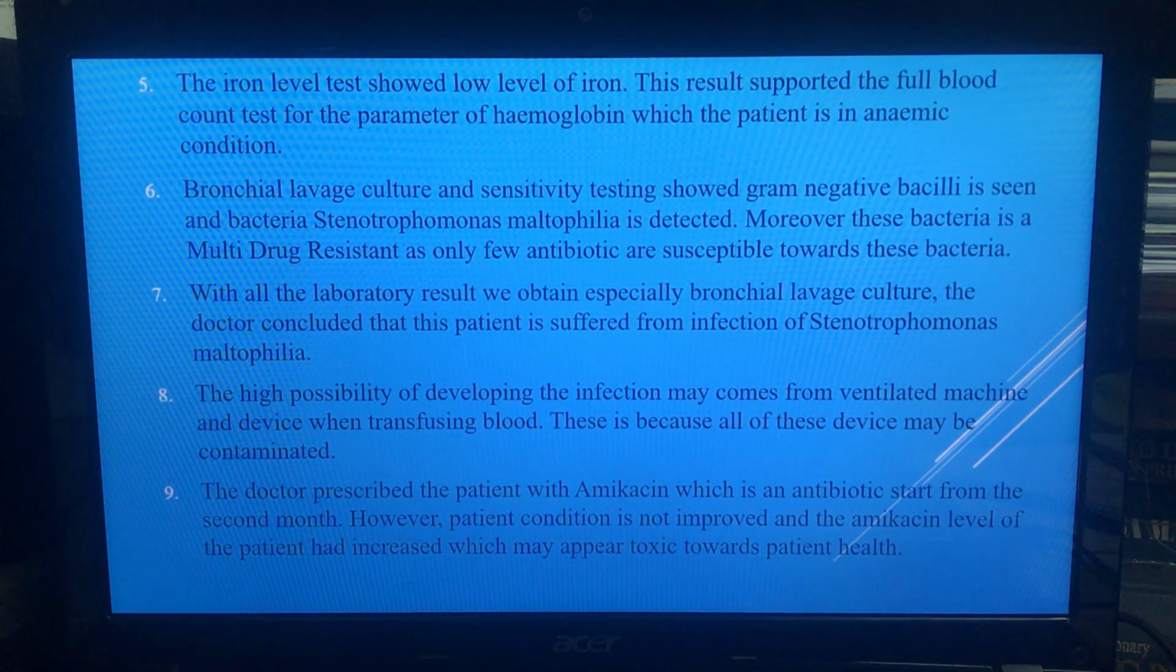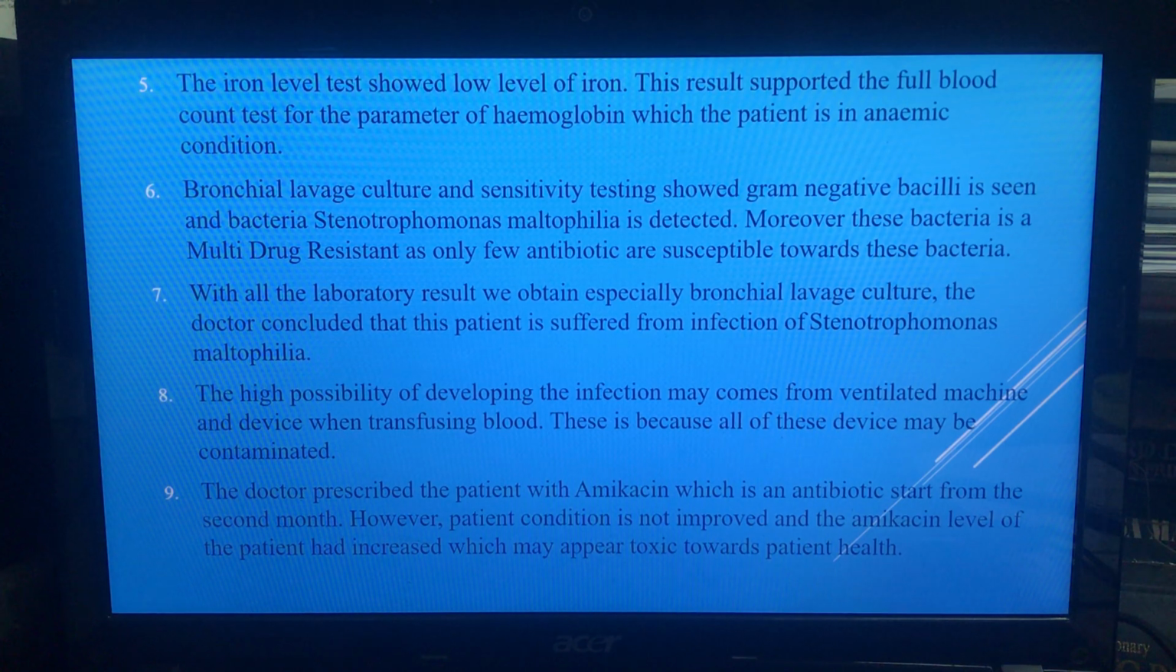With all the laboratory results we obtained, especially the bronchial lavage culture, the doctor concluded that this patient suffered from infection of Stenotrophomonas maltophilia. The high possibility of developing this infection may come from the ventilator machine of respiratory and the device used when transfusing the blood. This is because the device may be contaminated, thus producing the bacteria that colonize the patient.